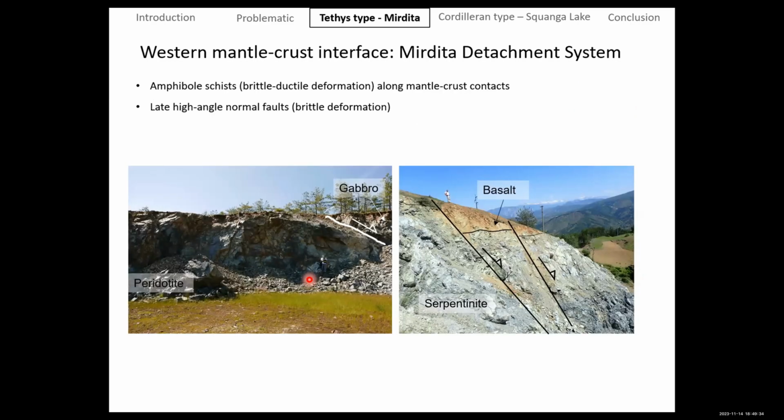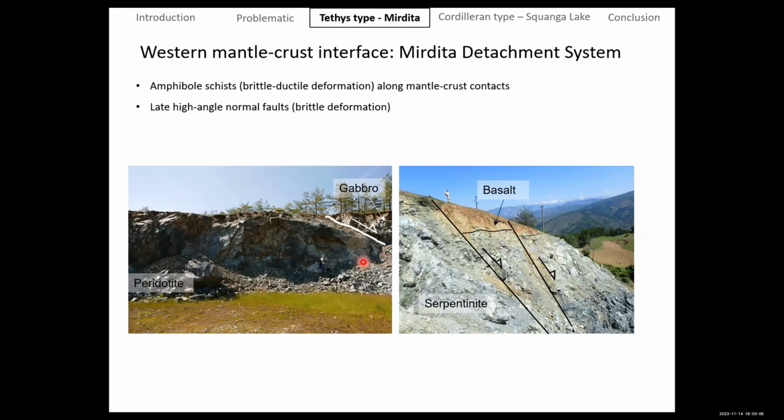Still along the mantle-crust boundary in the western type massifs, we see brittle-ductile deformation along contacts between mantle peridotites and upper crustal rocks. Here, in this case, it's some microgabbro to gabbro. We see amphibolite schists forming along this contact. And we also see brittle deformation, such as high angle late normal faults offsetting these brittle-ductile zones and the amphibolites that I was just presenting before.